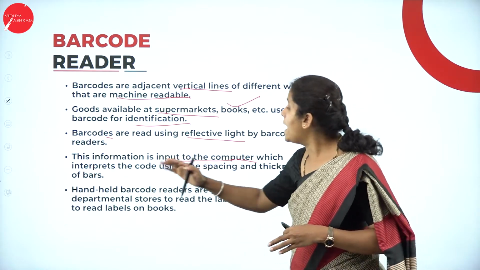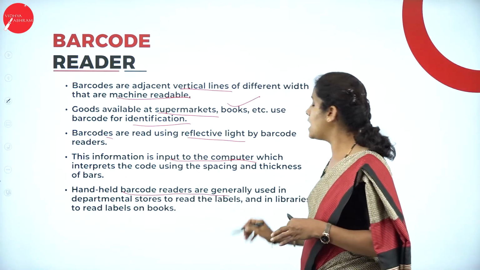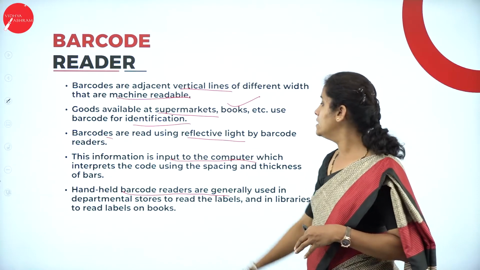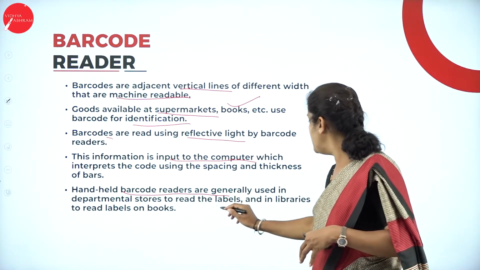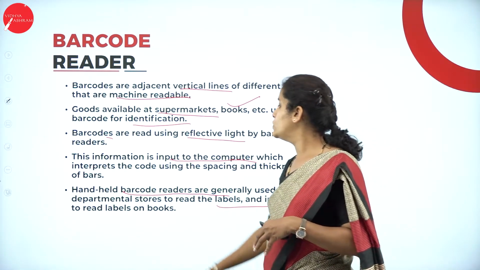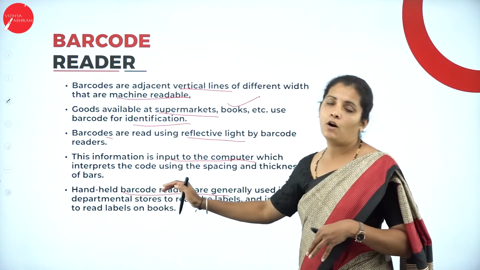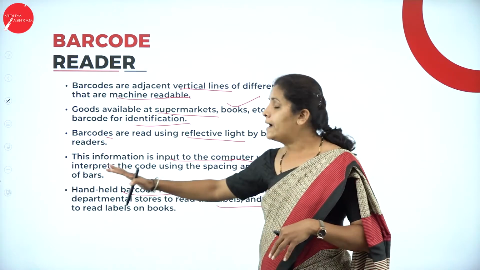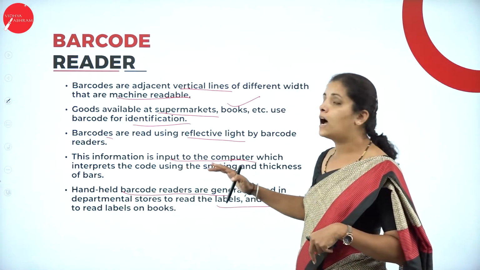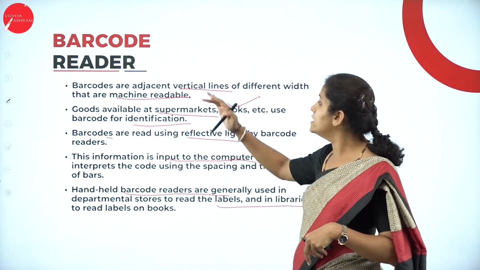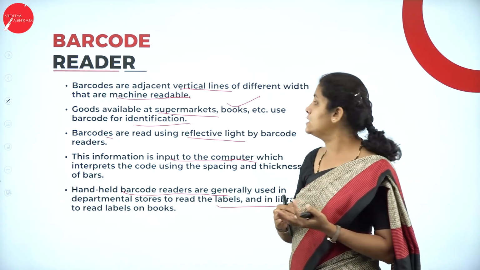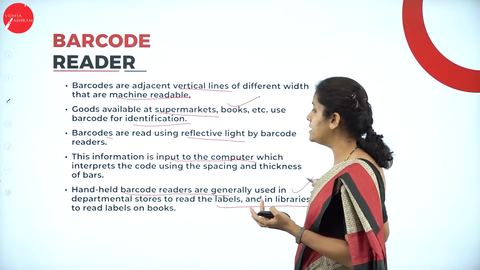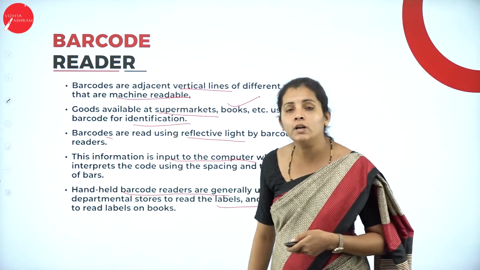Handheld barcode readers are generally used in departmental stores and supermarkets to read labels and prices, whereas in libraries they are used to read the labels on books.